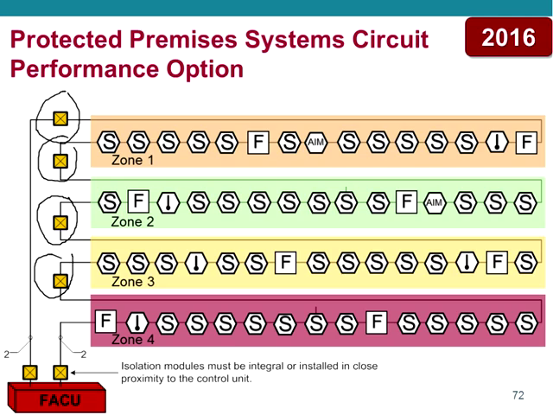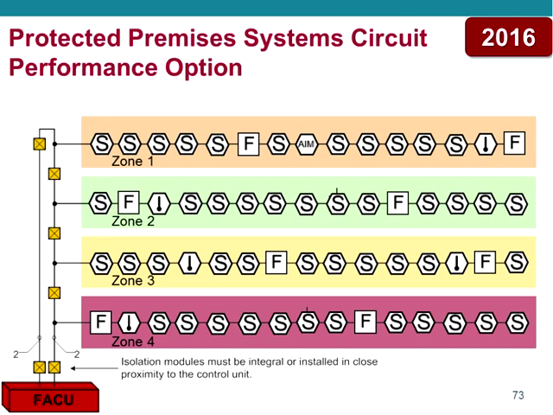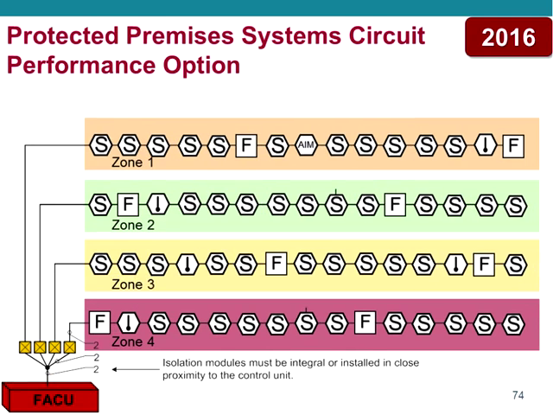So I already have 2 methods I can use. 4 Class Bs in this case, or 1 Class A with about 6 isolation modules. So that's a lot cheaper, probably. Another option is I can run a data backbone up and back and then put isolation modules between each of the zones, so that if I lose this zone, for example, I'm going to isolate here, and I'm going to isolate here, and I can still operate the other 3 zones. And that's another option we have, which is probably still about the same cost as a Class A loop.